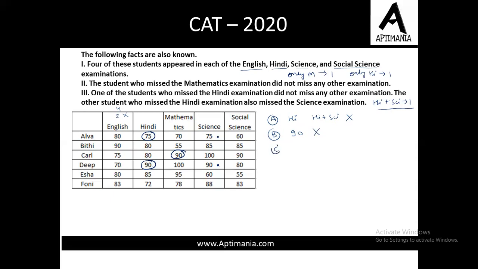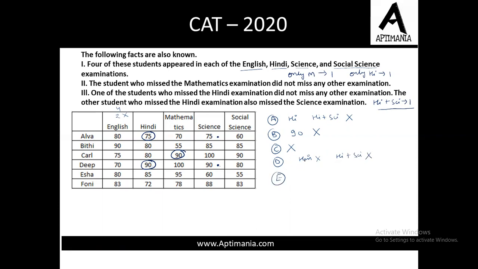Let us move to C. No need to check for C because C is the one who has failed only in mathematics. Moving to D, again no need to check for D because D is the one who has not attended the exam of Hindi or Hindi plus science. इन दोनों में से कोई केस होने वाला है, so we need not check for D as well. Let us check for E now.